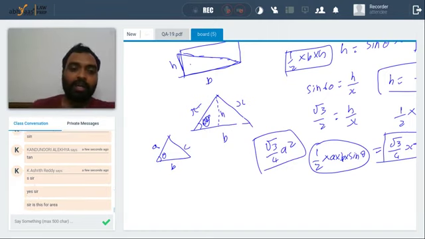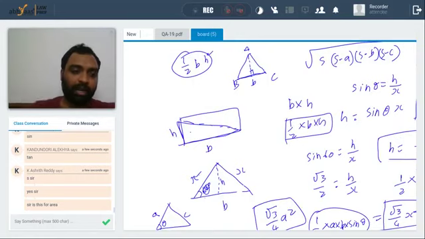Please note it down. First one is half BH. That is one type; everything I'm discussing here is the area of a triangle. Clear? Next is the scalene triangle. If you don't know the height, what you have to do is find the semi-perimeter. Yes, this is for area.